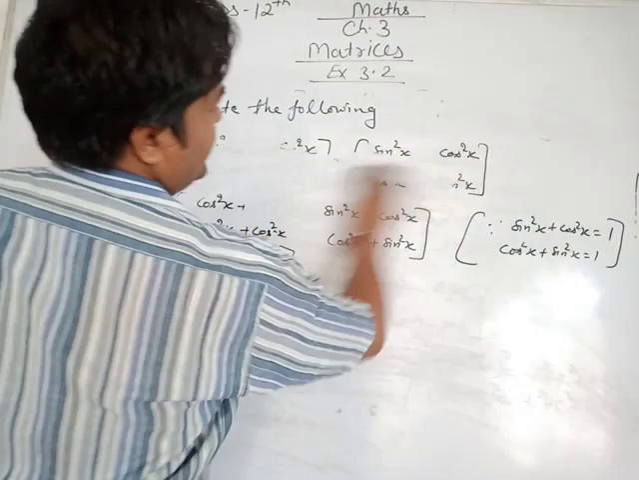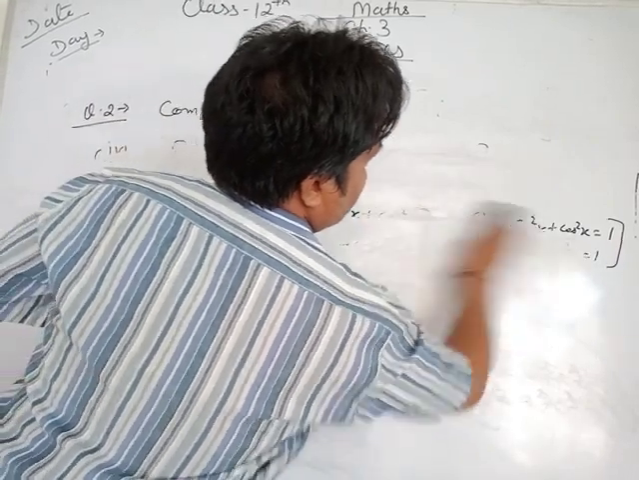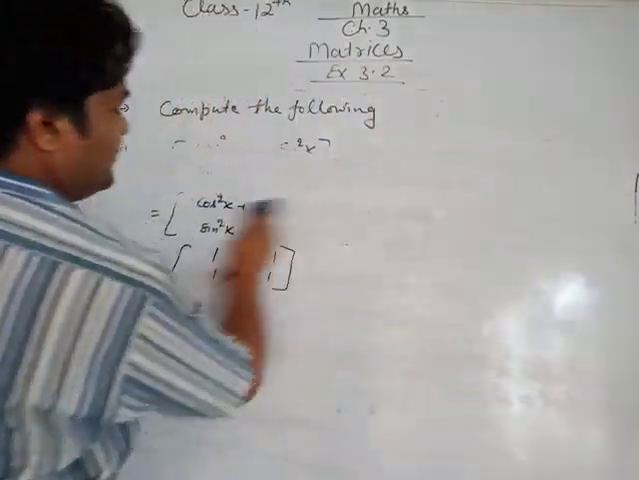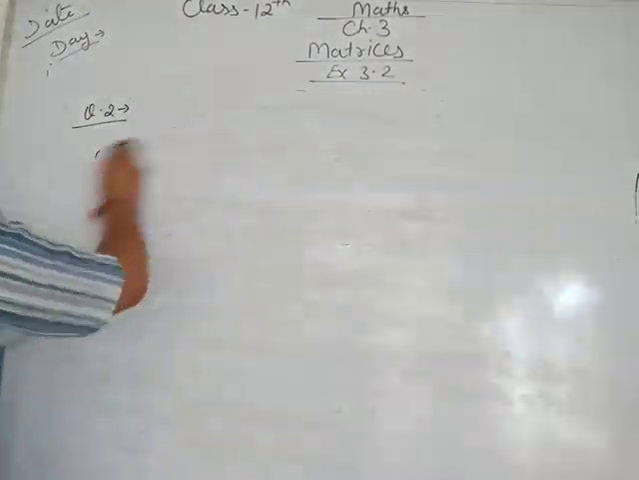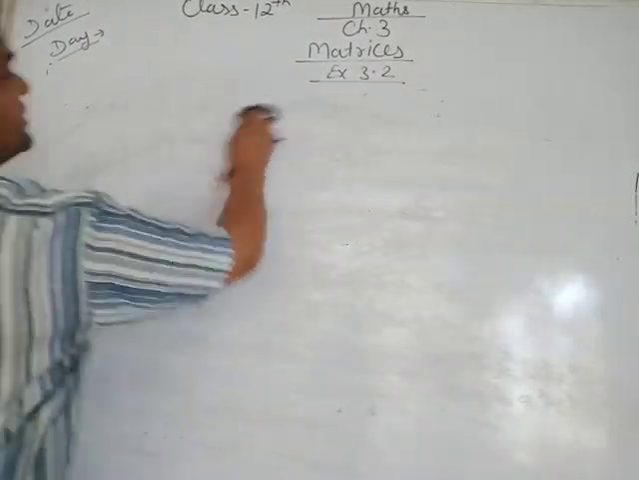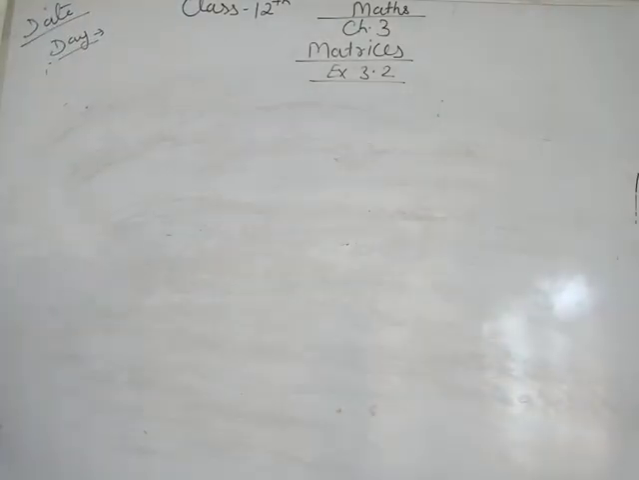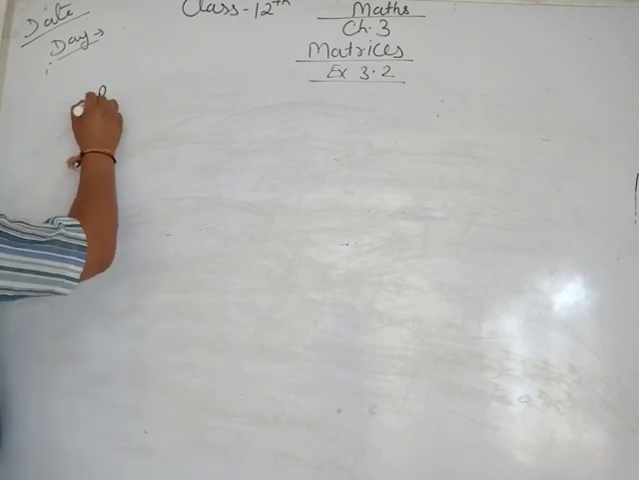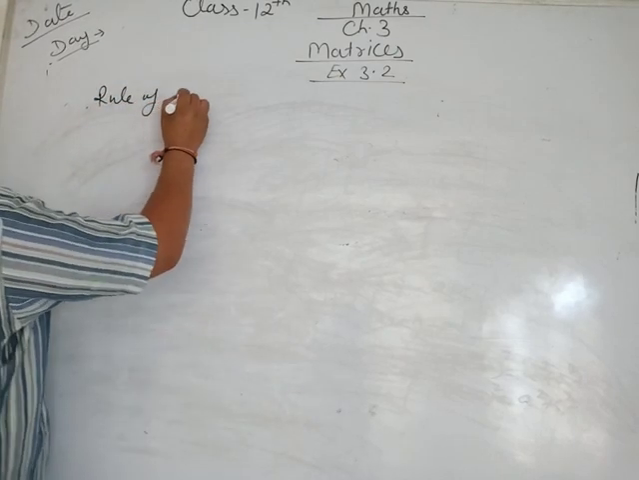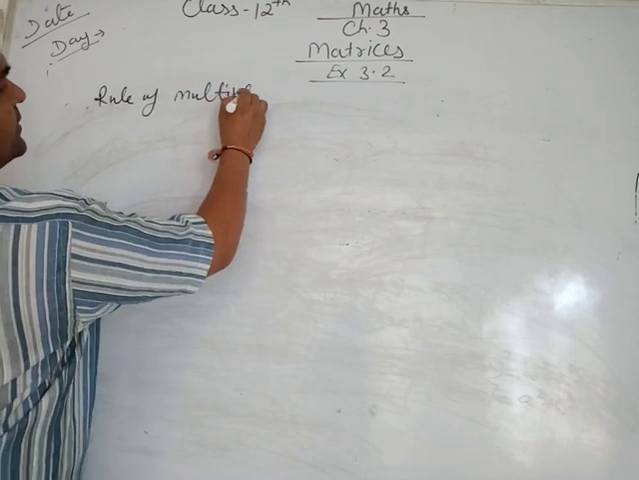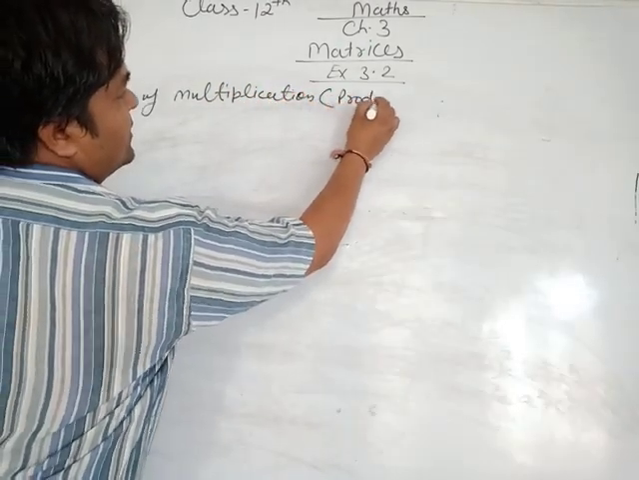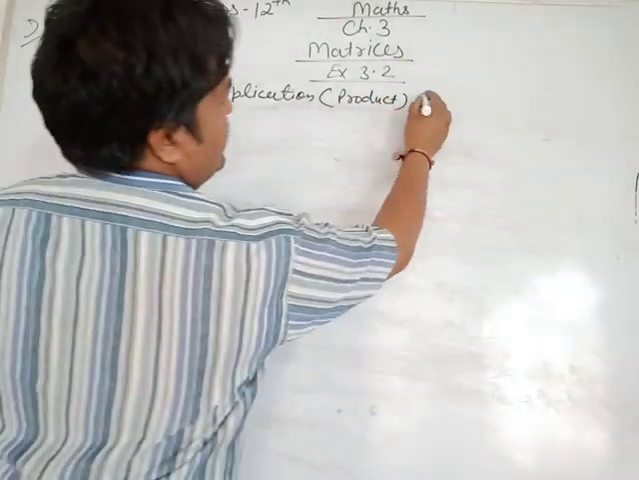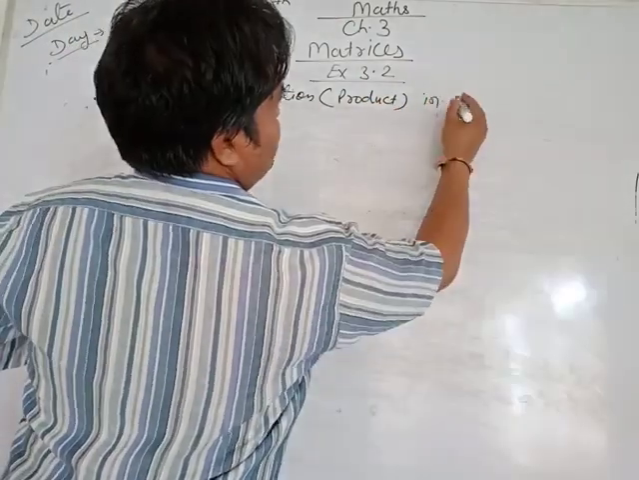Before solving the third question, we will define some things about the multiplication of product. Firstly, the rule of product, the rule of multiplication, and the second name is product in matrix.